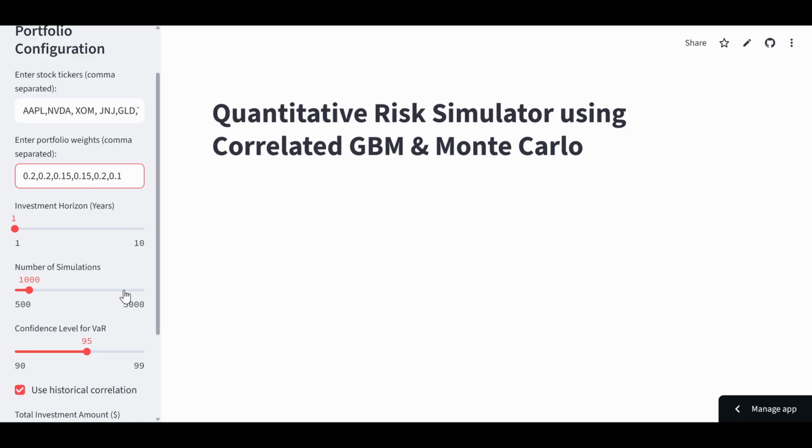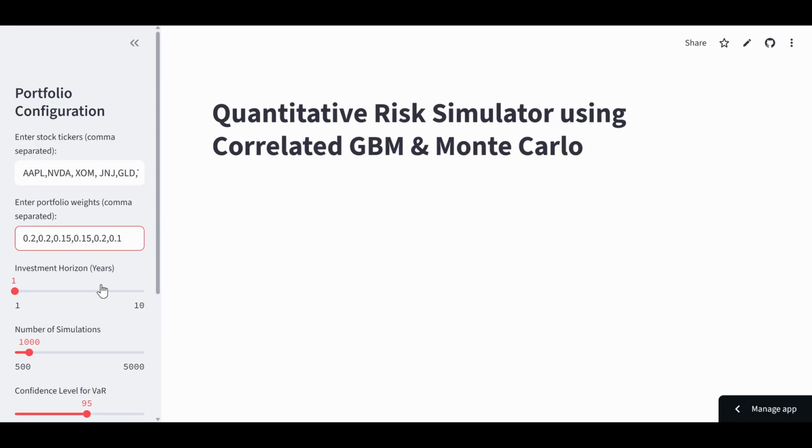The model doesn't only assess a single stock alone, but also uses correlations to measure how the entire portfolio moves, because we know that stocks don't move alone. They have some kind of relationship with other companies as well, so we take that into consideration. Right now we can enter the stock portfolio, add the weights, select the investment horizon, and choose the number of simulations, the investment amount, the confidence level and everything.